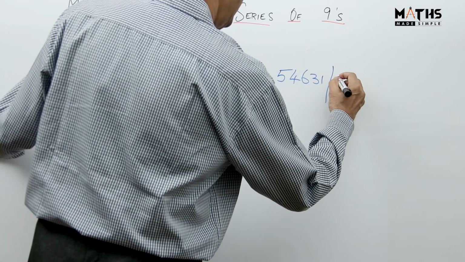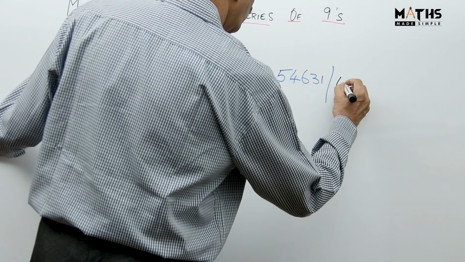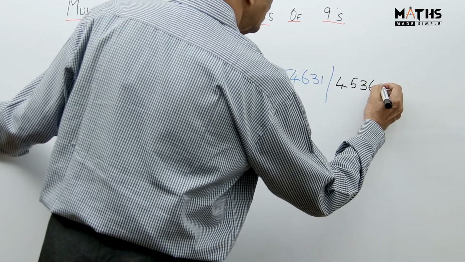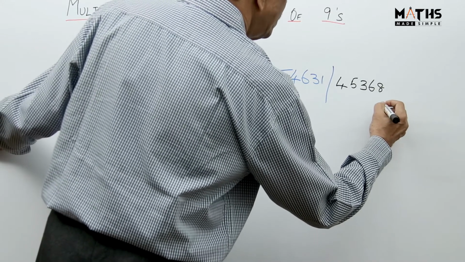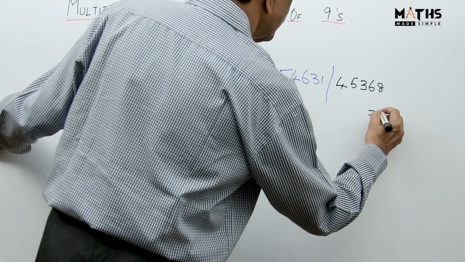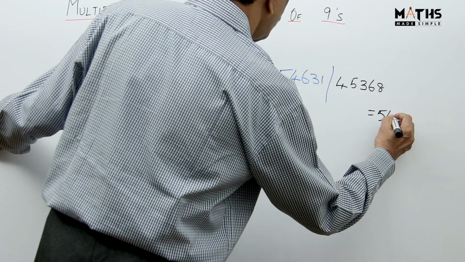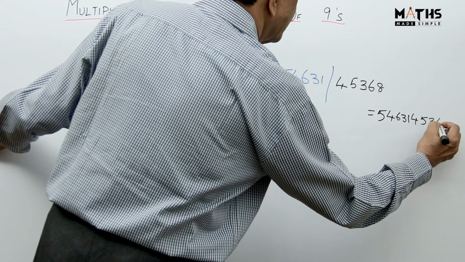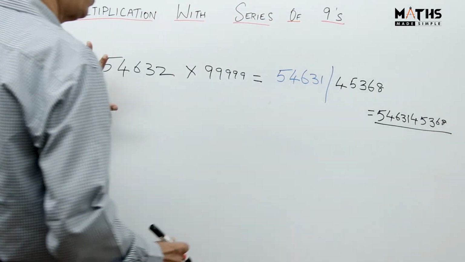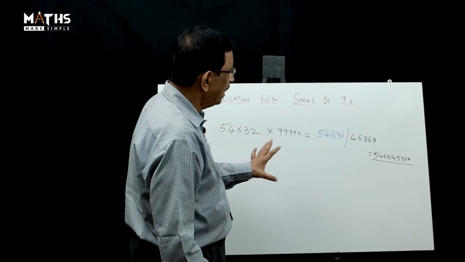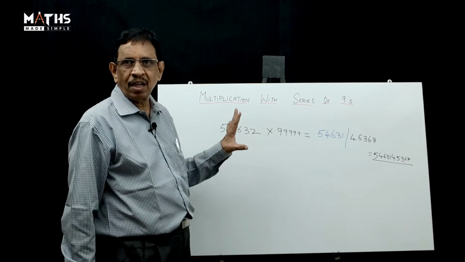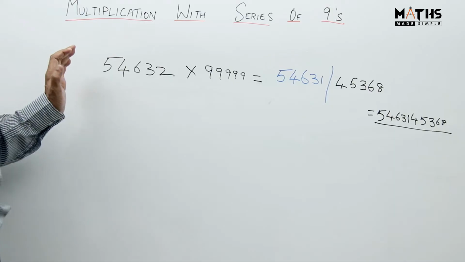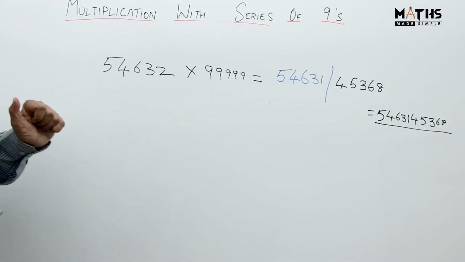That leads to the answer of 45368. I am merging both the sides. The answer is 54631 45368. So such a big problem, we are able to find an answer for it in a matter of seconds. This is the power of Vedic Maths when it comes to multiplication of a series of 9.